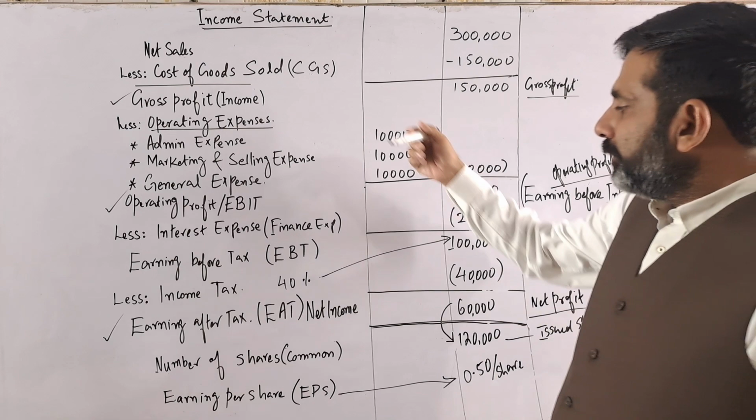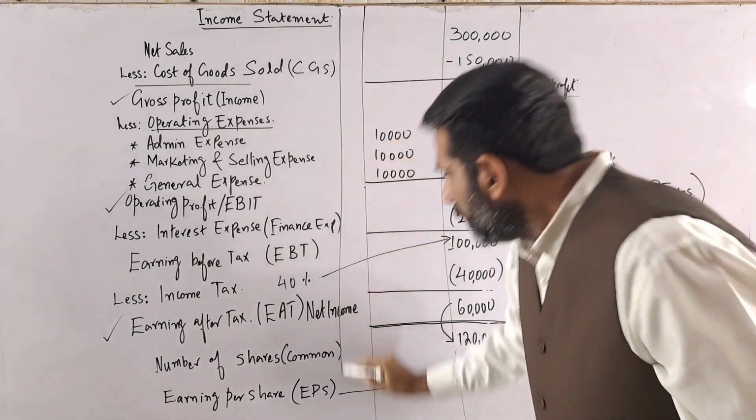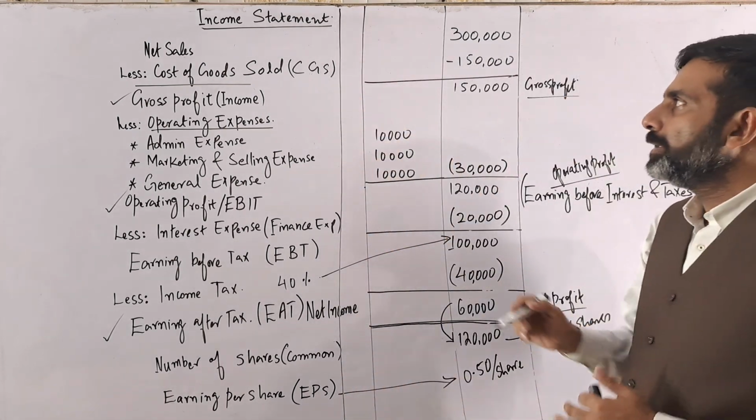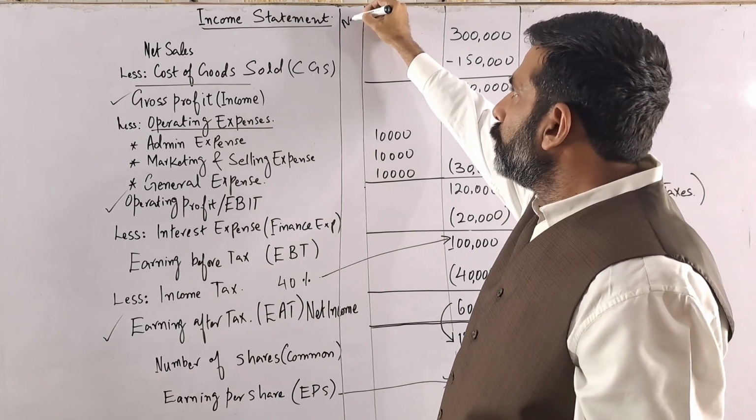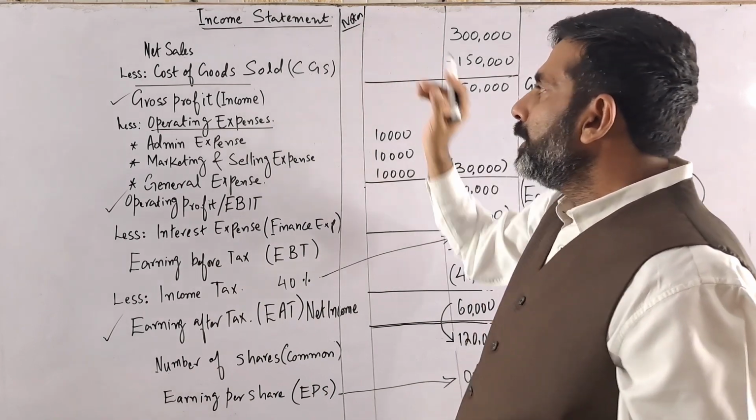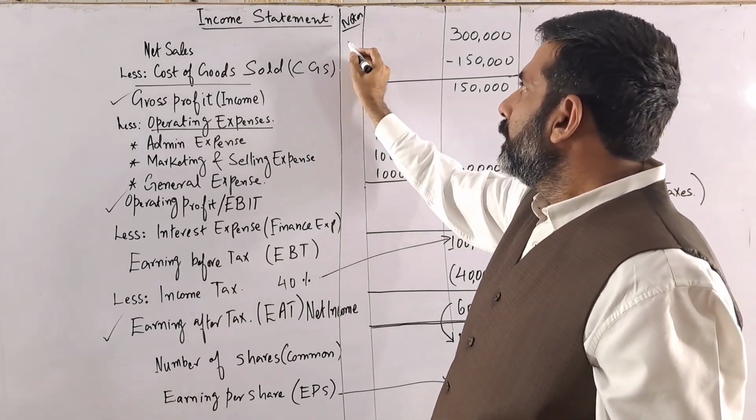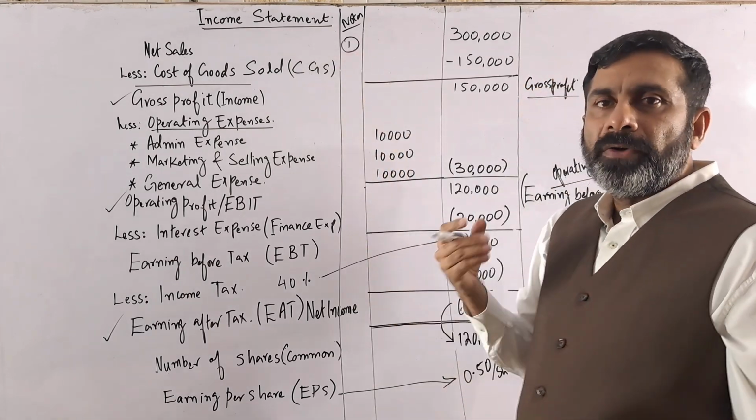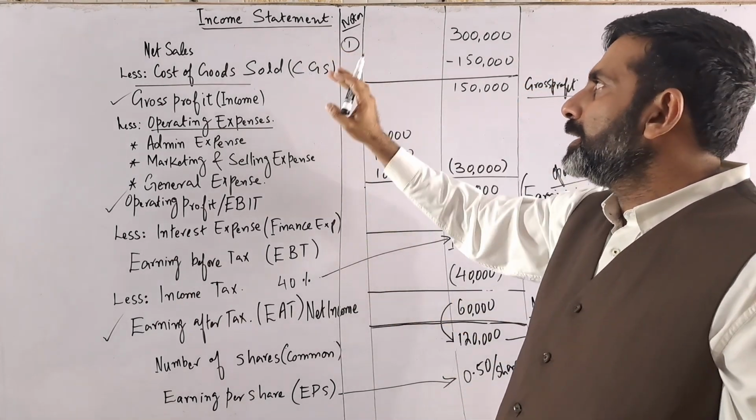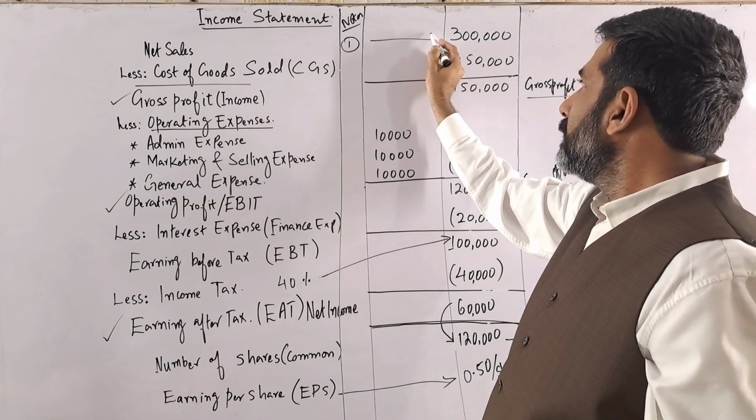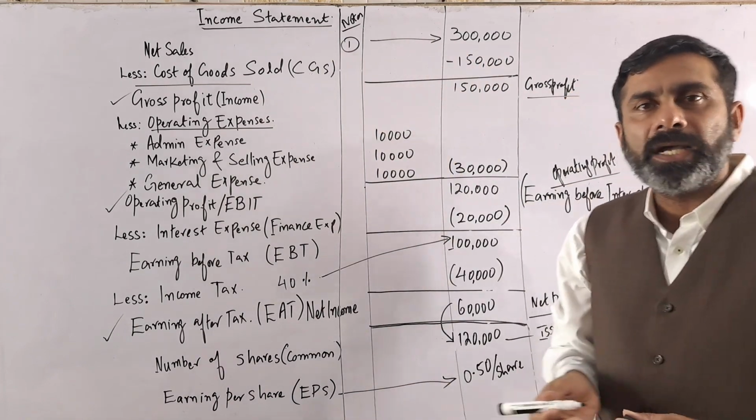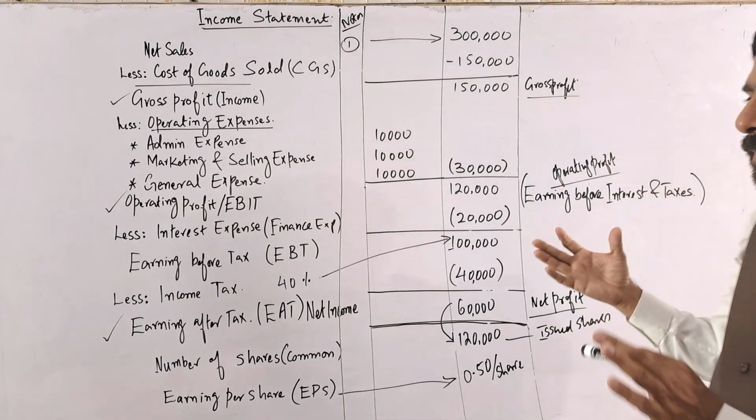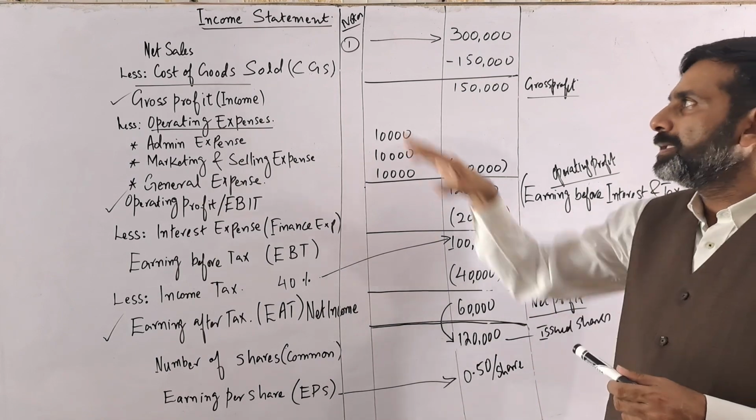Now for every company, whenever they are preparing their financial statement, there is a concept of the notes. Why do we need the notes? Because here, like we have a note number 1, for example, for the net sales. It means it will give the detail of this 300,000. Now the detail can be of different types.